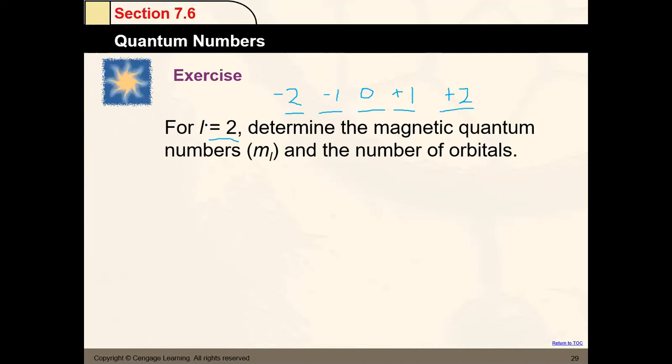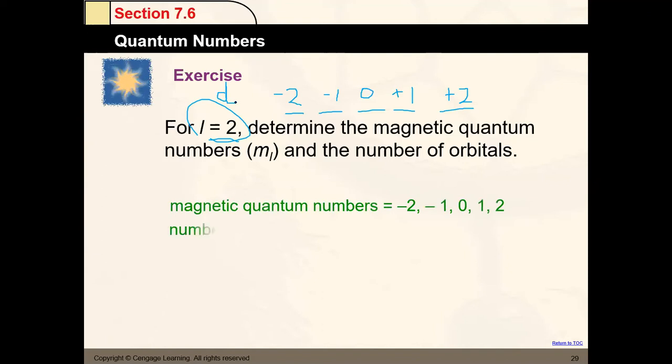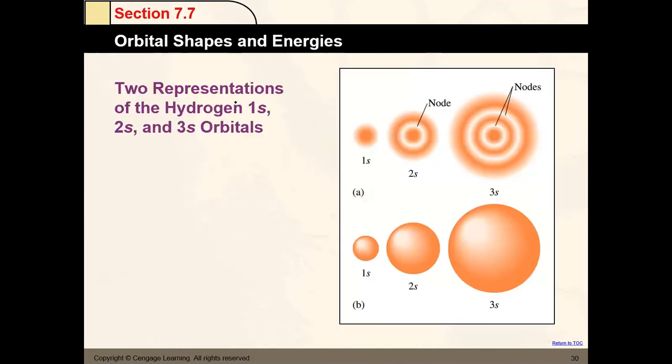And subshell L equal to 2 is the D subshell, right? So that's what we have. Magnetic quantum number is equal to minus 2, minus 1, 0, plus 1, and plus 2. Number of orbitals, 5, right? So these are the representations of the orbitals.